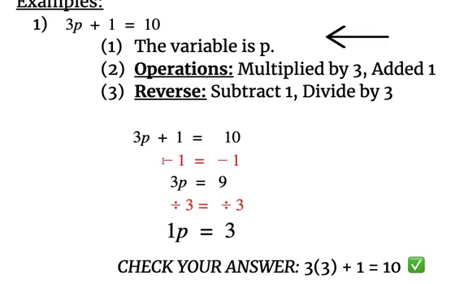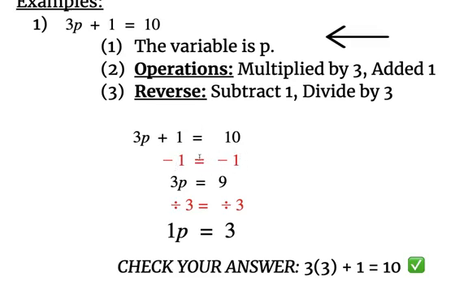So plus 1 and subtract 1. It's kind of like taking one step forward and taking one step back. It kind of negates it. It cancels it out. So this gets canceled out. We have to do the same thing on both sides. So that's why I have minus 1 equals minus 1.